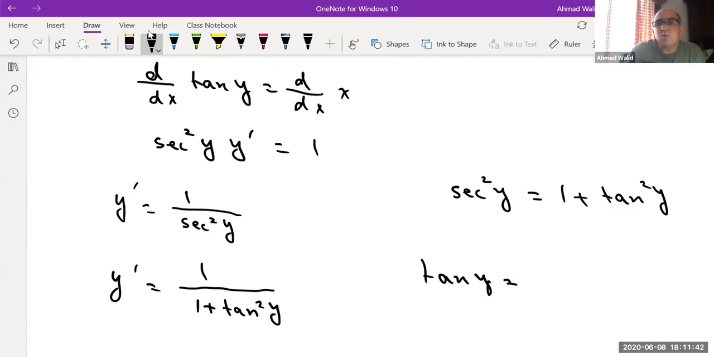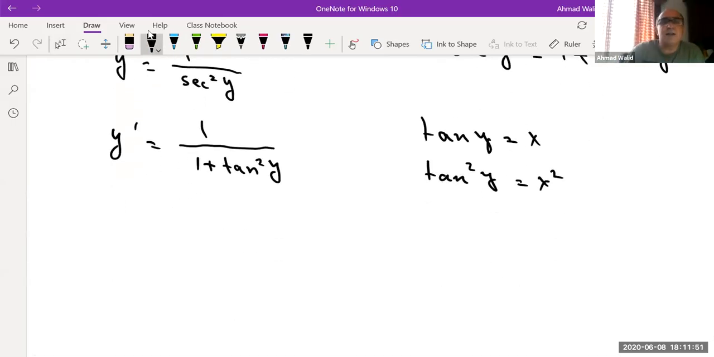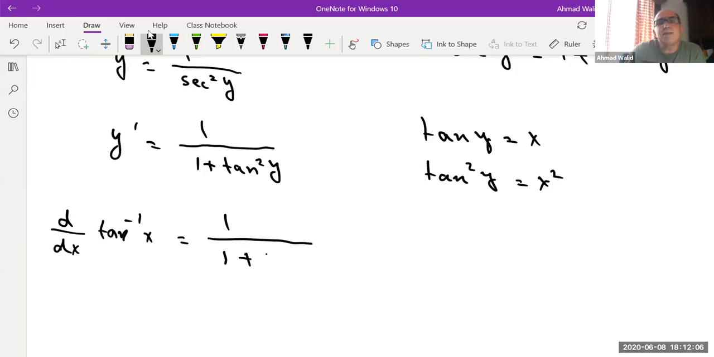If tan y is equal to x, then definitely tan squared y equals x squared. And if you plug in this value in your proof, you can say y prime, which is actually the derivative of inverse tan x, equals 1 over 1 plus x squared, which I gave you as a formula at the beginning. You can do it for cotangent, secant, and cosecant. I will not show all the proofs for you. At least I did 3 of them for you.